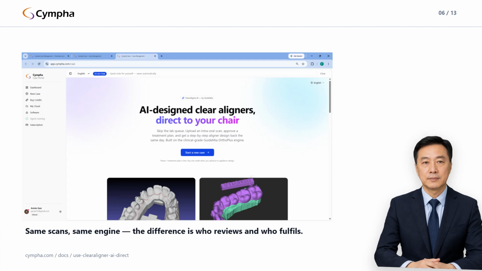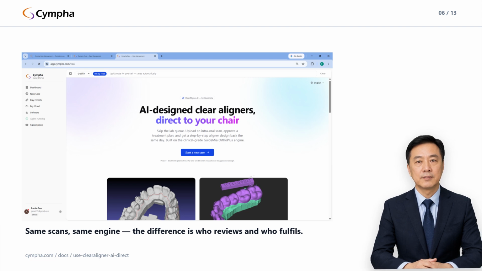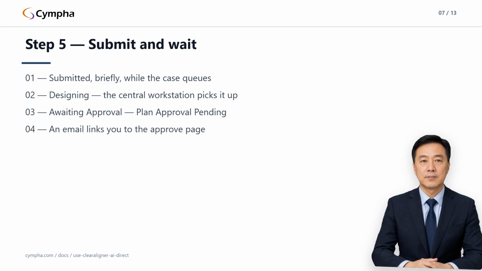Worth pausing on what you did and didn't give up by going direct. The scans are the same scans. The design engine is the same Ortho Plus engine that powers lab-routed AlignerBot cases. The final aligner STL files are the same files. What changed is the human layer. There's no lab adding clinical review, no lab handling manufacturing and finishing. You review and you fulfill. That's the honest trade, and we'll come back to it at the end when we talk about choosing between direct and lab routed for a given case.